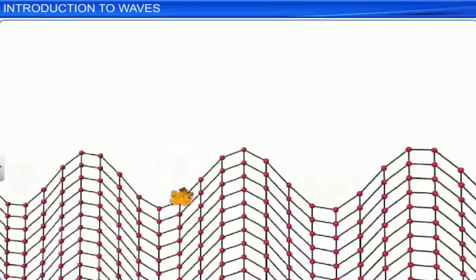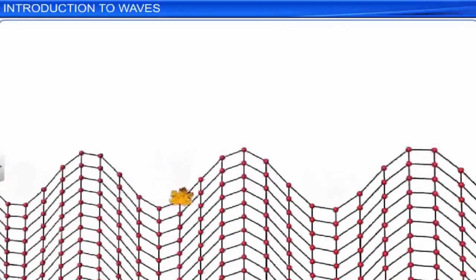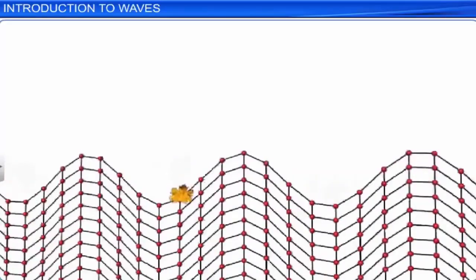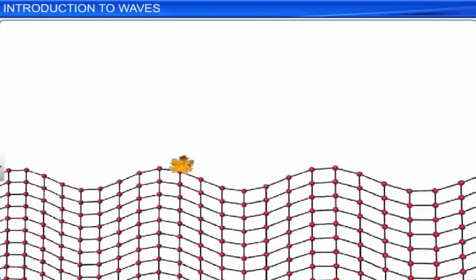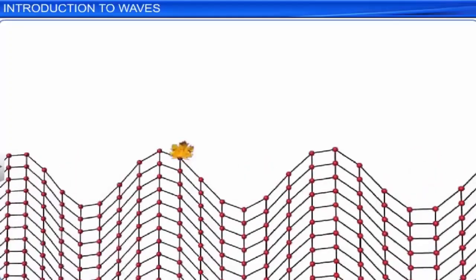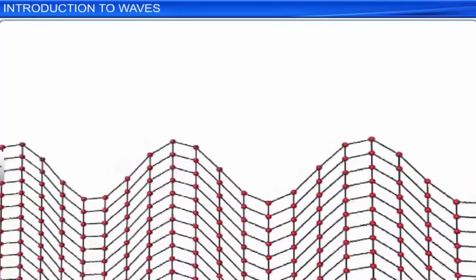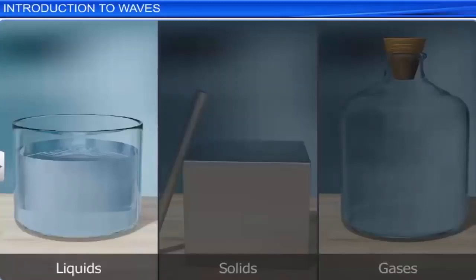This disturbance in the medium, that is, water, is transmitted from particle to particle. This is due to the elastic forces binding them. Waves not only propagate through liquids, they also propagate through solids and gases. Now, let us look at various other examples where waves propagate through other media.